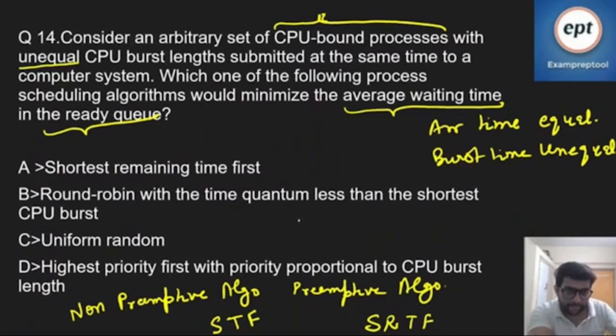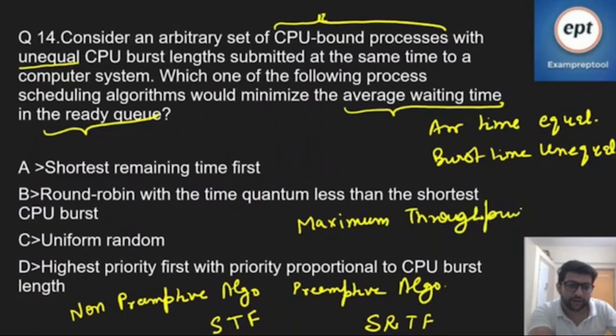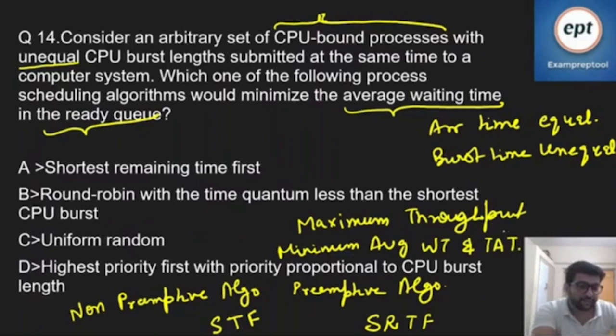maximum throughput and minimum average waiting time and turnaround time. Now see, if we have revised our concepts, we can just remember that SJF and SRTF are the algorithms which have minimum average waiting time, minimum turnaround time, and the maximum throughput.